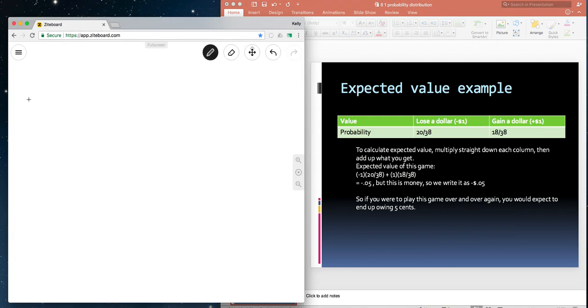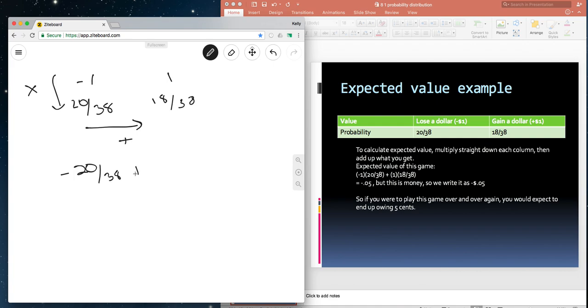So for expected value, you have your table of values and your probabilities. I'm just recopying so I can actually write on this. The way expected value works is you multiply down and then you add across. Okay, so multiply down, add across. So -1 times 20 over 38 is just -20 over 38. And we have to multiply down here as well. So 1 times 18 out of 38 is 18 out of 38. If I combine those, it's -2 out of 38.